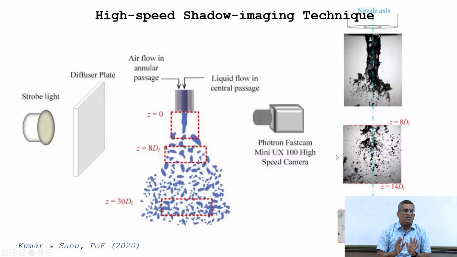It does not involve any special source of light. Though sometimes laser is also used, instead of that a strobe light can be used, which gives us pulsed light. As you can see here, the photographs in a spray. You can look at different locations starting from the injector exit to downstream.